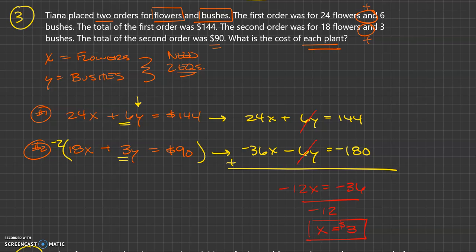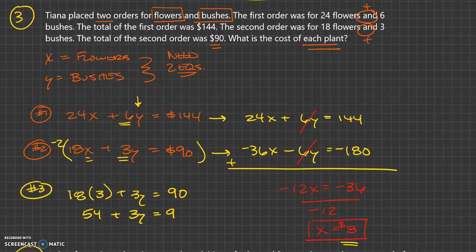So what's the cost of a flower? Well, it's $3. And let's do a step number 3 here. We need to figure out the cost of y. Let's use that bottom equation, 18 times 3. I'm substituting that 3 in for the x here, plus 3y is equal to 90. All right, so as we work through this math, 18 times 3, that's 54. So that's 54 plus 3y equals 90. Subtract 54 from both sides, and that's 36. So divide both sides by 3, and you get y is equal to $12.